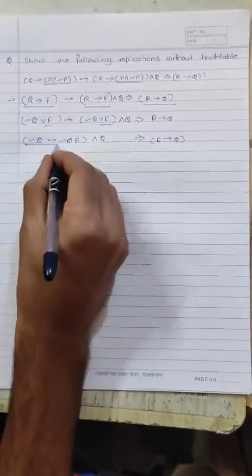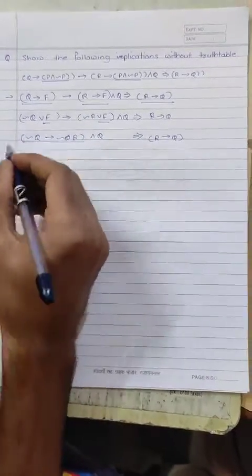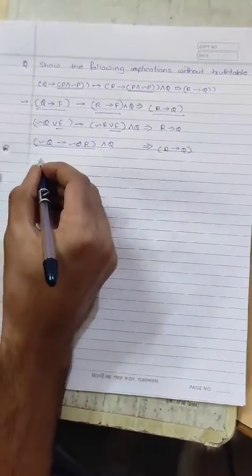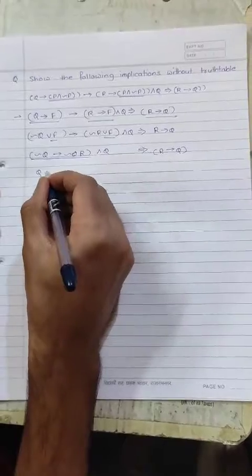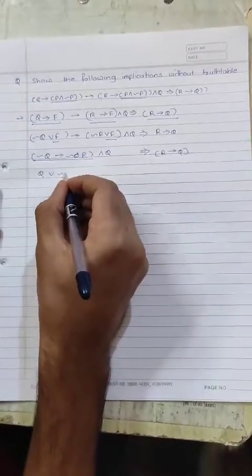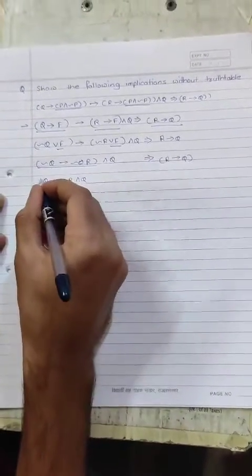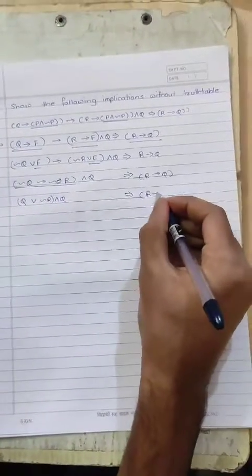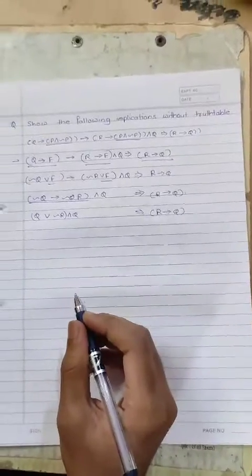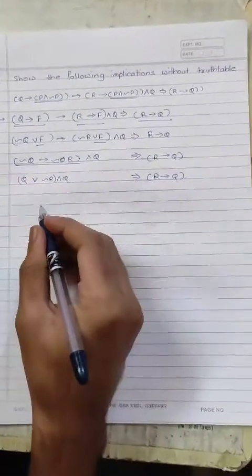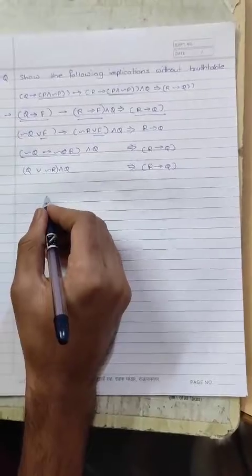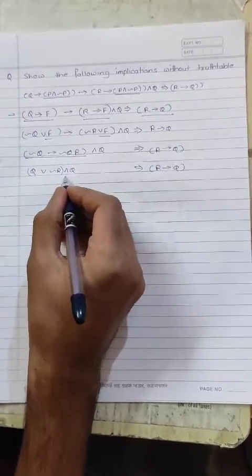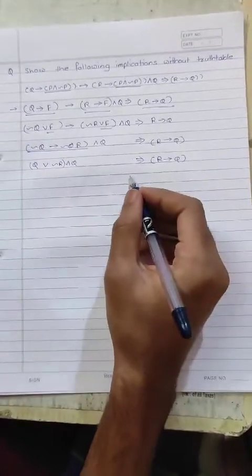Again here comes the implication. Now we also simplify this implication. Negation of negation Q will be Q, or negation R and Q. Here remains R implies Q. Now we have done the simplification and this is the value we got.